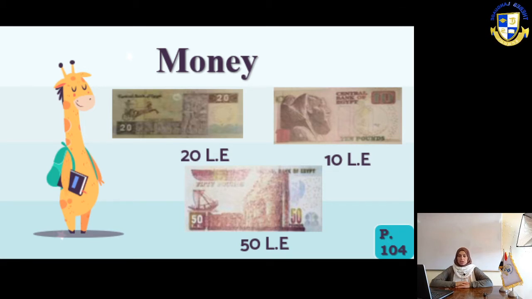Money. As you can see, many shapes of money. You have 20 pounds, you have 10 pounds, and 50 pounds. And we said before that on money, you will find the number written on the money itself. You can see two 20s, you can see two 10s, you can see one 50.